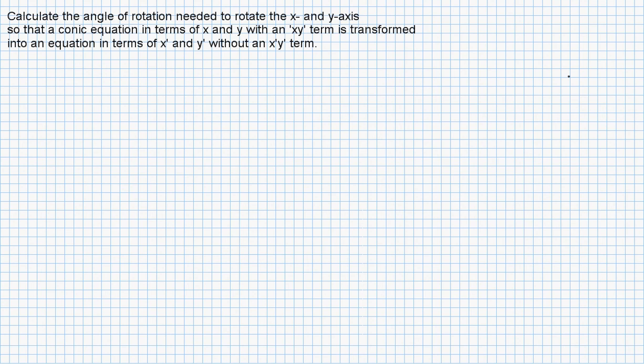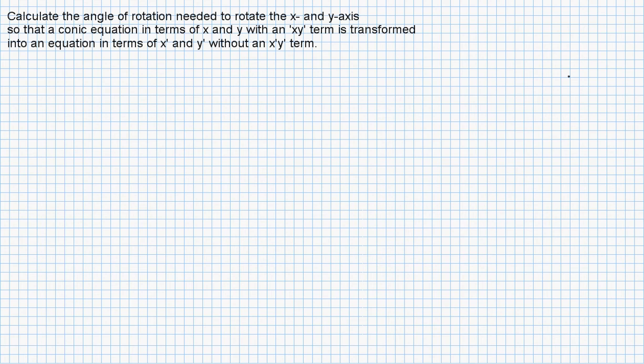Hello, this is Mr. Waters again, and I am going to do some more examples of the homework from pre-calculus, and this is from page 663 about rotated conics. I'll do first a couple of examples, three examples about calculating the necessary rotation angle.